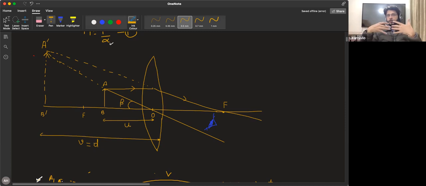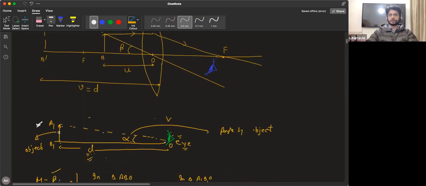Now you need the angle subtended by the object also, when the object is placed at 25 centimeter. When we say object, that doesn't mean this object, which is the object when you are using the lens. When we say object, that means without the lens. So that is this object, this AB. We place an object at D distance, 25 centimeter from the eye, and we measure the angle.